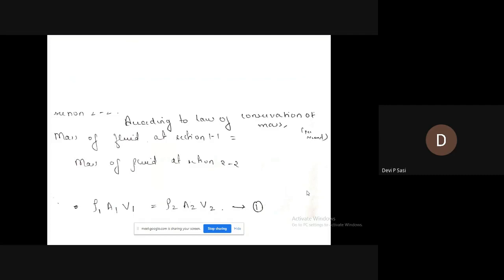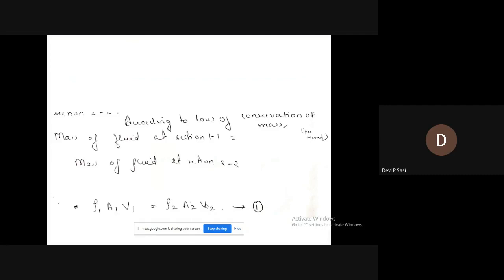So, we may represent the mass of fluid at section 1 as rho1 A1 V1, because rho1 is the density, A1 is the area and V1 is the velocity. That is equal to rho2 A2 V2, because rho2 is the density, A2 is the area and V2 is the velocity. Call this equation 1. This is how we can represent the continuity equation.